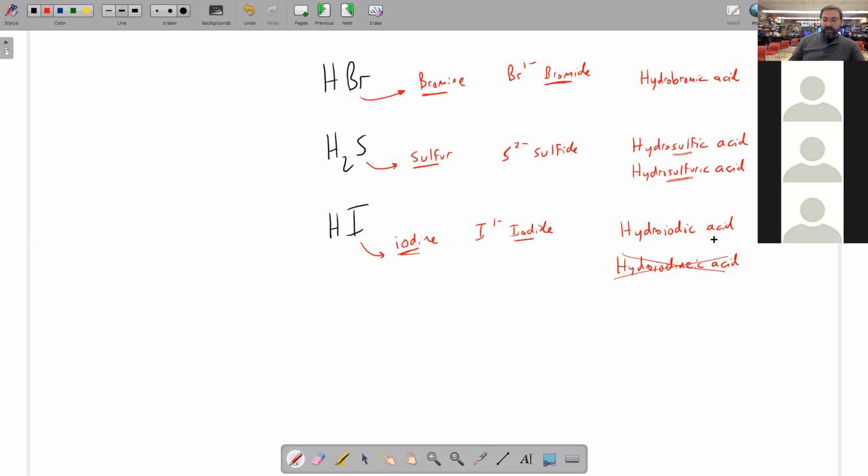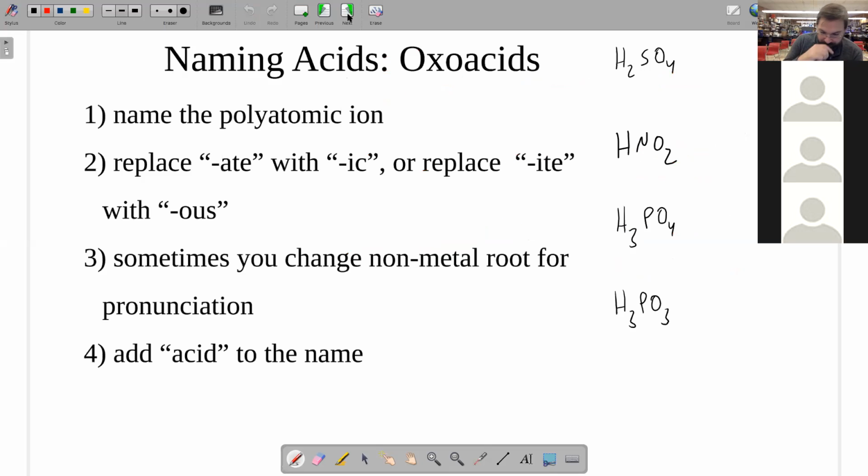So anyway, when you see binary acids, it's just two elements. The name is always hydro, and then the root of the name of the element, ic acid. So hydrobromic acid, hydrosulfuric acid, hydroiodic acid. And again, remember that hydro doesn't mean that it starts with hydrogen, although all acids do begin with hydrogen.